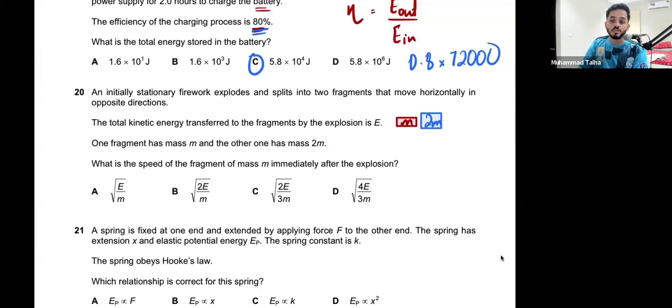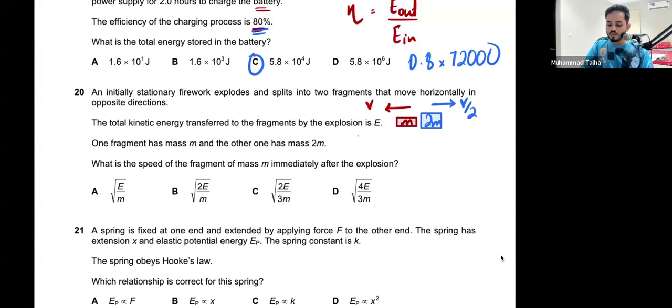Because total momentum before was zero, by conservation of momentum, total momentum afterwards must also be zero. So if this moves with some velocity v to the left, this would move with half the velocity to the right because it also has twice the mass. Pretty easy. This momentum would be mv to the left, this would be mv to the right, and they cancel out, right? So that's what the speeds must be. So what is the speed of the fragment of mass m immediately after the explosion? So I really need to figure out v in this entire setup.